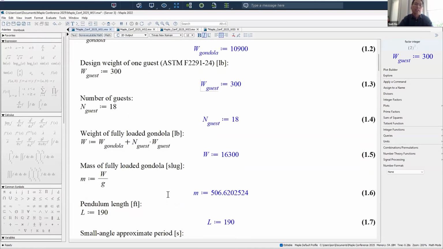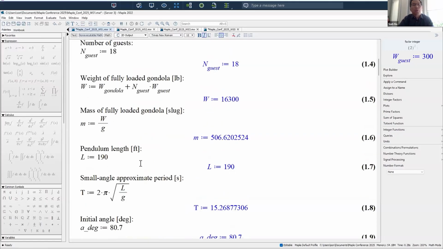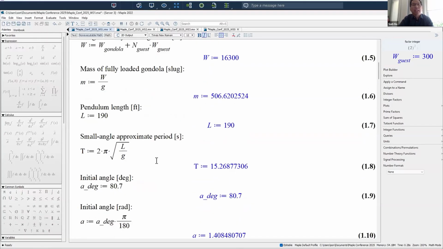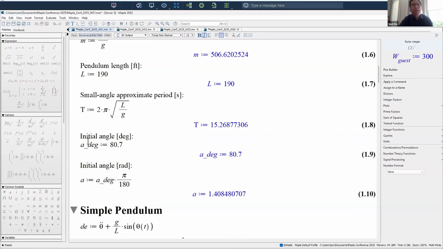And then to make the system unit consistent, I use foot, pound, and slug. So we assume this pendulum swing ride has a length of 190 feet. And this is from textbook. So if you do a small angle approximation, the period would be 15.3 seconds. And then let's assume that the initial angle is 80.7 degrees, meaning that you pull the pendulum up to 80.7 degrees and you let go. Then you have a pendulum.